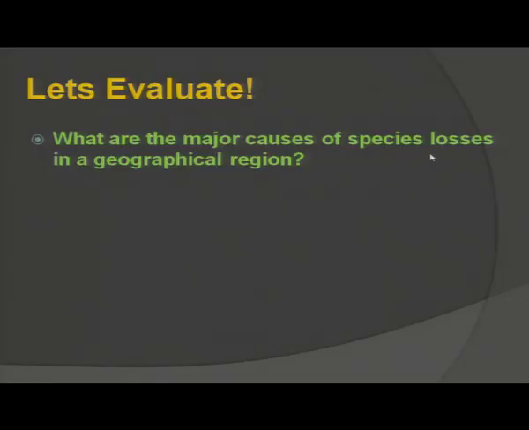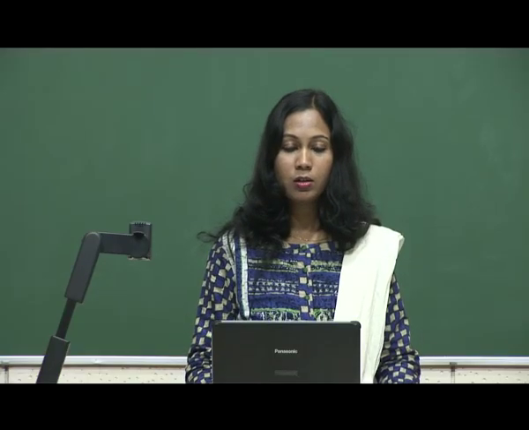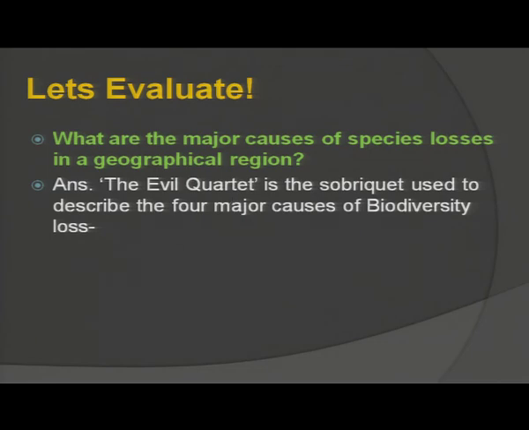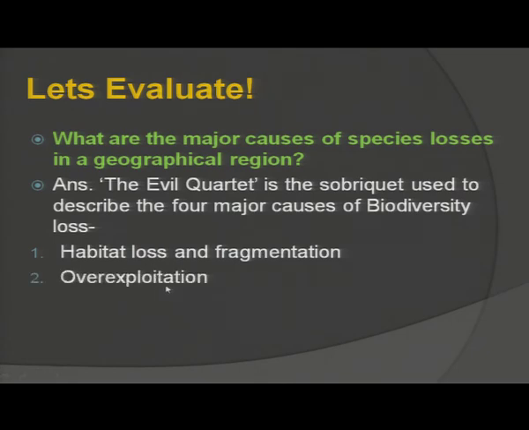What are the major causes of species loss in a geographical region? This also we have covered today, that there is the evil quartet. There are 4 major reasons for biodiversity loss. Number 1 is habitat loss and fragmentation. Number 2 is overexploitation. Number 3 is alien species invasion, and number 4 is co-extinction.